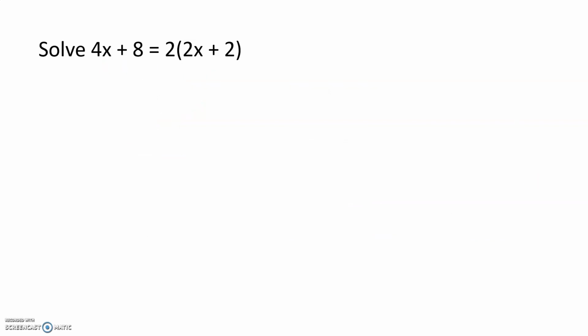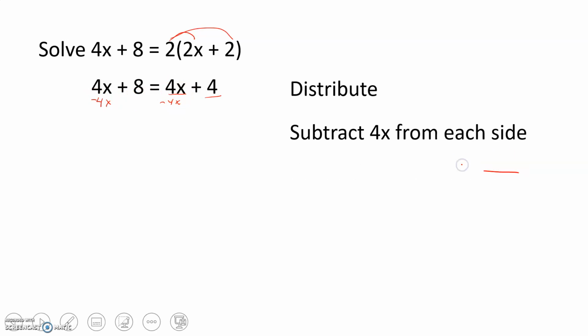Okay, here's the other weird situation. Again, I have parentheses, so I'm going to distribute. And when I distribute, I get 4x plus 8 equals 2 times 2x is going to be 4x. 2 times 2 is going to be the 4. I have letters on both sides. So I'm going to try to get rid of this letter by subtracting 4x. And when I do that, the 4x minus 4x goes away, I'm left with 8. An equal sign, 4x minus 4x goes away, I'm left with a 4.